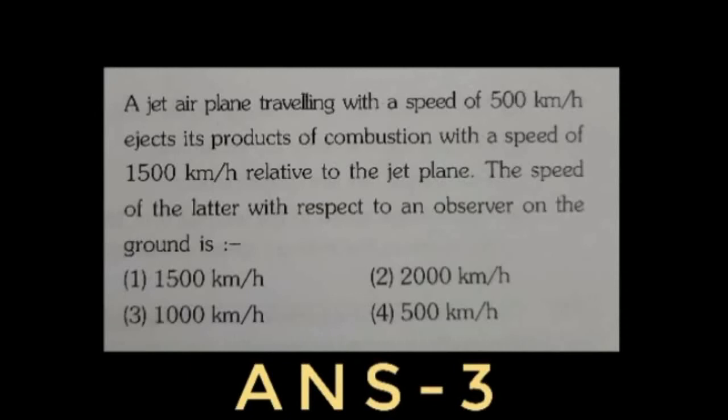An airplane is traveling with a speed of 500 km per hour and injects its products of combustion with a speed of 1500 km per hour relative to the jet plane. The speed of the latter with respect to an observer on the ground is, it's asking about the speed of the latter with respect to the observer on the ground.